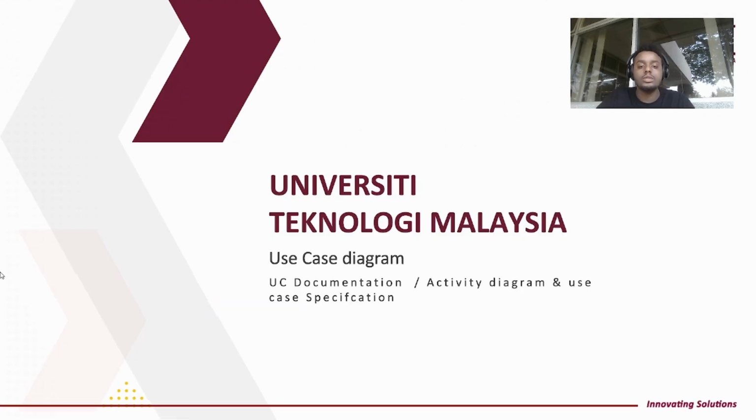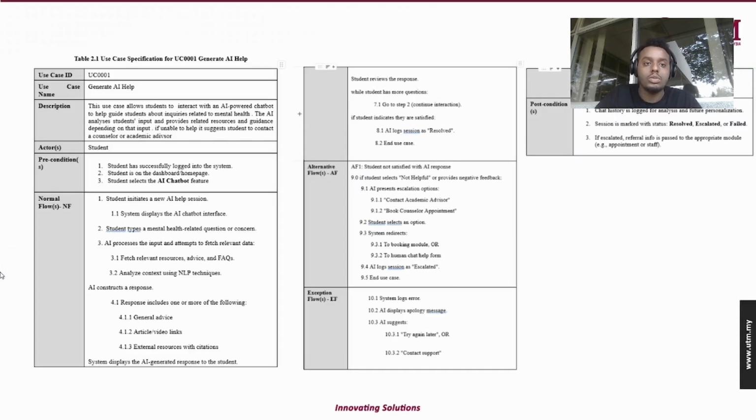For class diagrams, for each use case we made a specification, and for some of the use cases we also gave an activity diagram. Firstly, use case 1, generate AI help. As said, this feature generates resources and tries to help students with their mental health problems using AI, giving them useful resources and guiding them towards a solution to their problem. So the actor is the student.